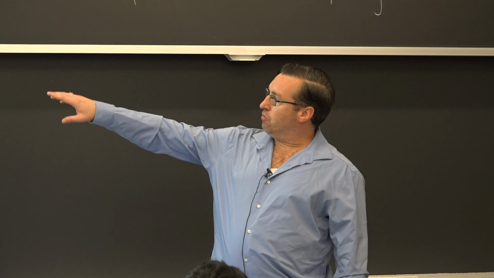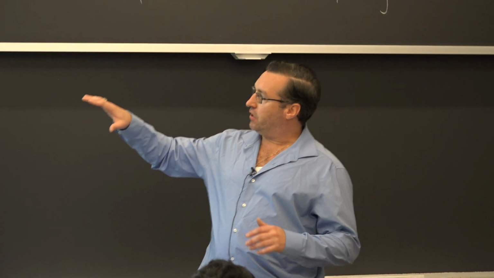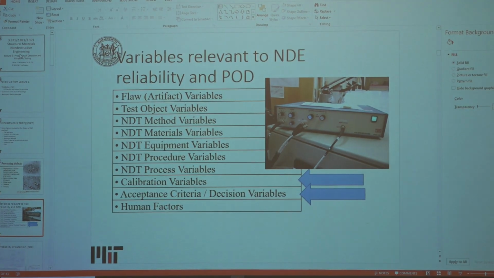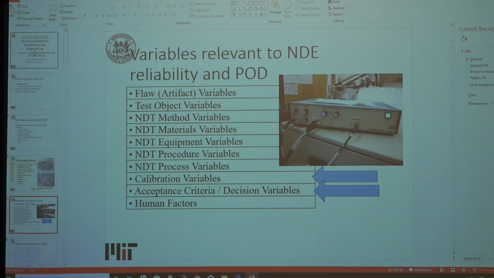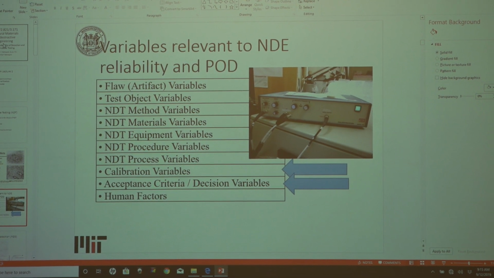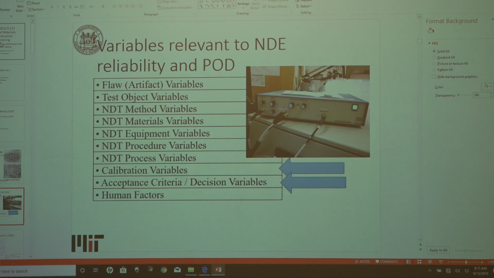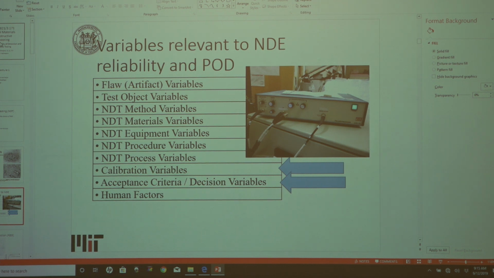So the two I have highlighted here are calibration variables and the acceptance criteria decision variables. These are generally, for these techniques, a human has to interact with the equipment. So when you see human factors or if there is missed detection, sometimes they can come back to, was the calibration performed properly, or who decided what the threshold for the sensitivity for the flaw size would be.